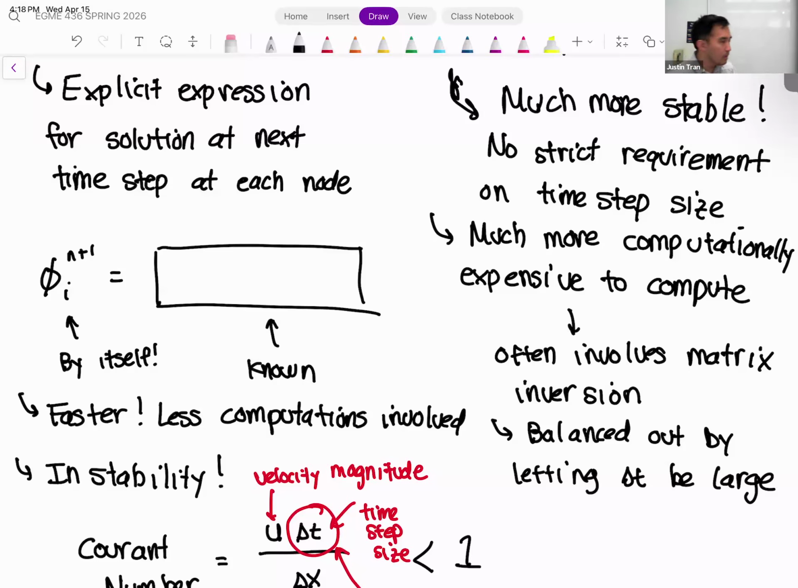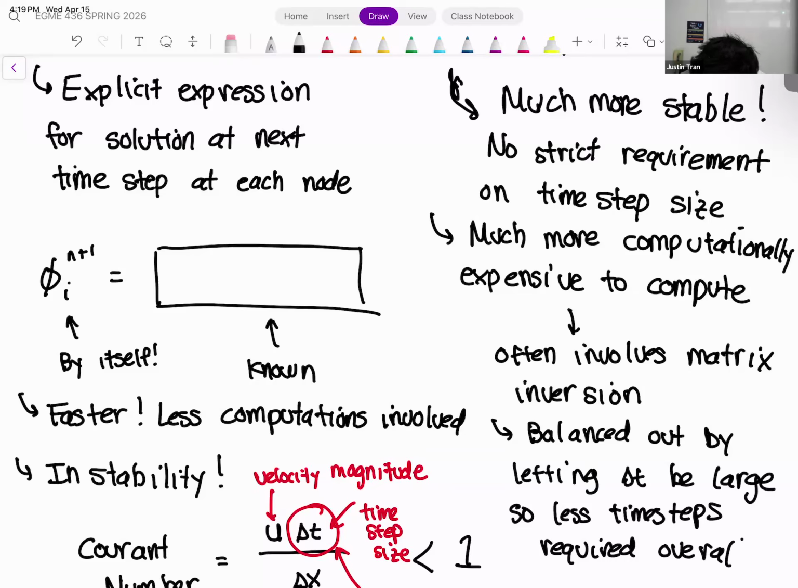Okay. And so if you think about the number of time steps that you need to reach a full solution, with implicit methods, it's often a lot less. And so yes, each time step is going to be a lot more expensive with implicit Euler, but oftentimes you're going to be running a lot fewer time steps overall. So the costs sometimes can balance out. Okay.